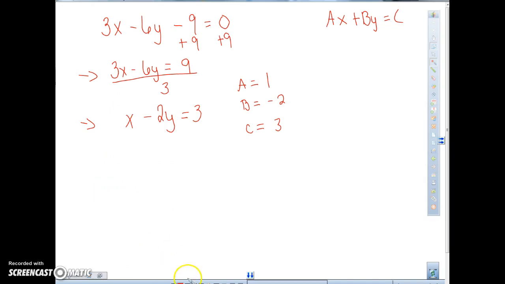Let's do one more. I'll change colors here. So negative 3/10x is equal to 8y minus 15. So we got the x over there. We just need this y, this b, over to the other side. So we have negative 3/10x, and if we move the 8y over, we'll subtract 8y equals negative 15.